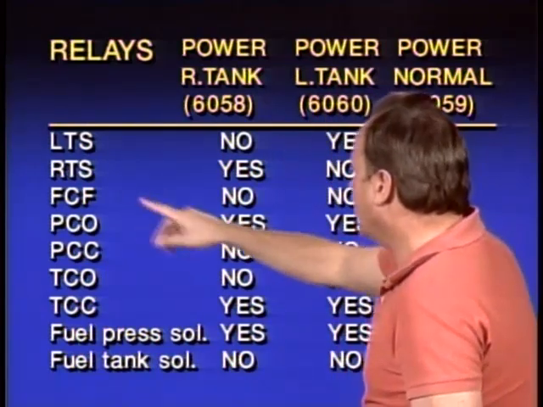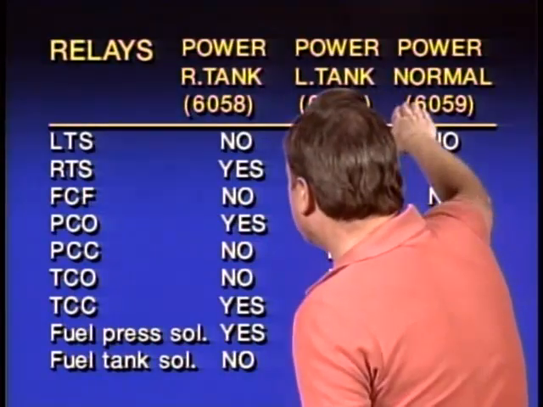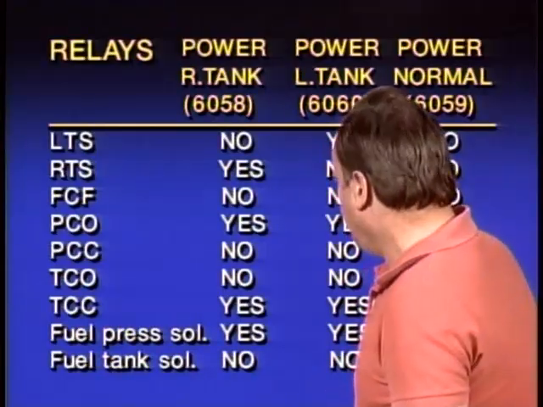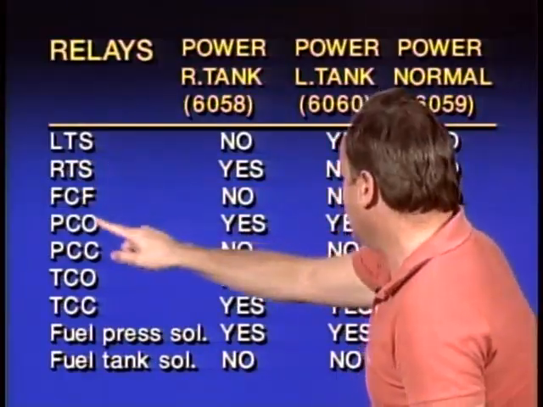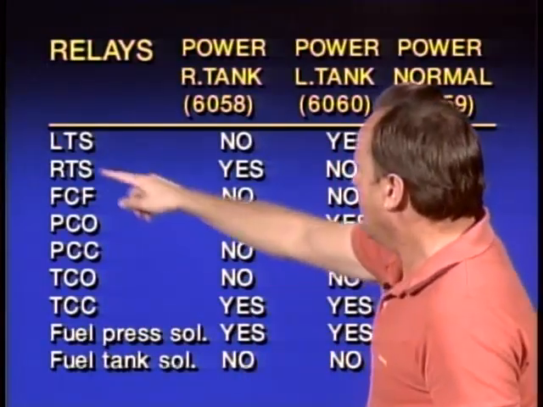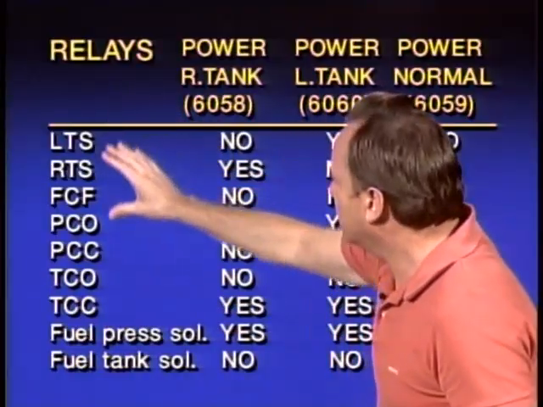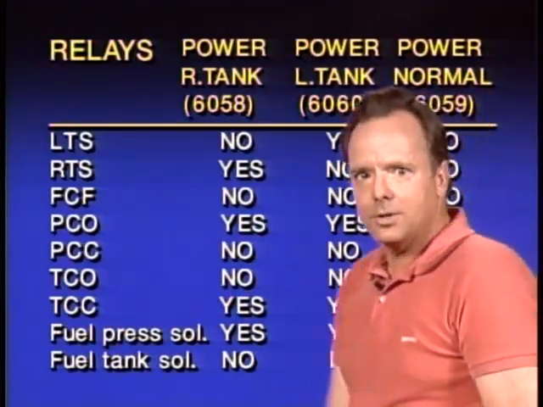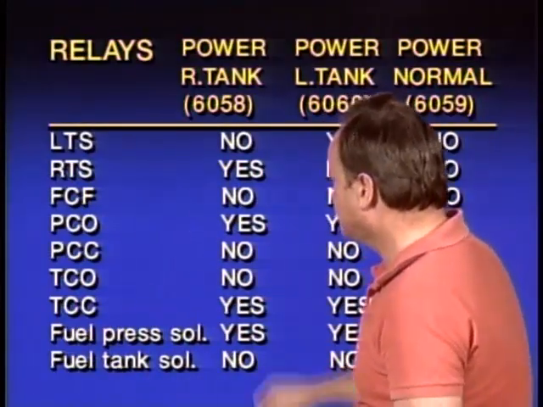And if the power is normal, would the RTS relay be activated? The answer is no, it would not. How about the FCF relay and so on, all the way down through? How about when power is on the right tank? Would the LTS be activated? No, because L stands for left. How about RTS? Yes, because R stands for right. You begin to get a pattern here. So left, right, fuel crossfeed and all of that, you'll begin to understand what all these relays mean. So when you get on the test and they ask you this question, by the way, I'd put this question off until last because it's going to take a long time to answer.